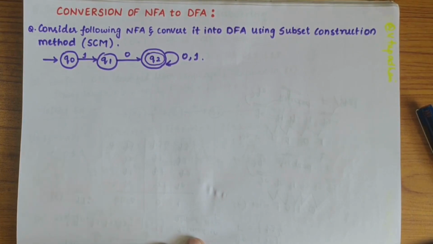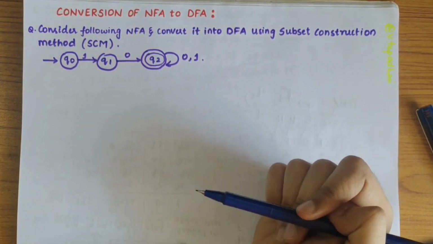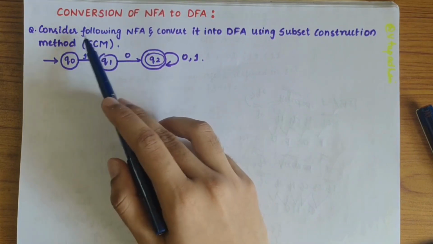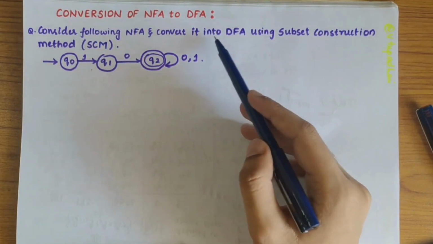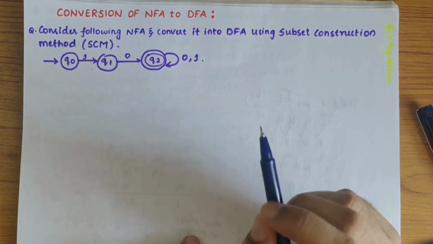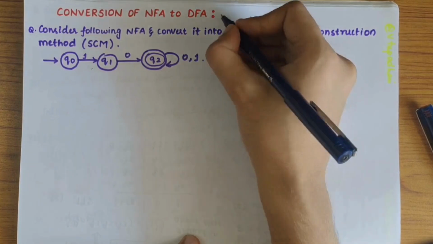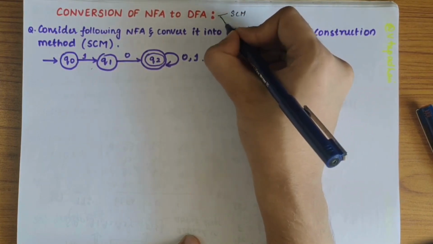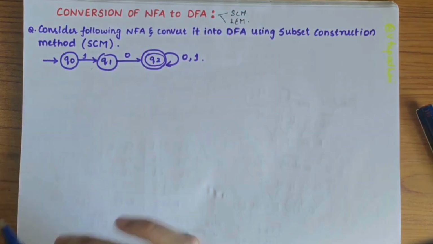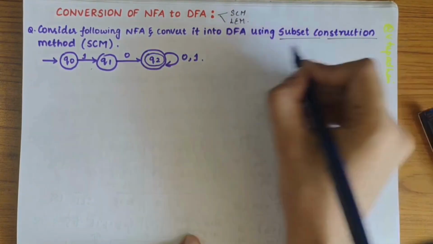In this video, we'll be looking into the conversion of NFA to DFA topic. The problem statement says that we consider the following NFA and convert it into DFA using subset construction method. Firstly, talking about the conversion of NFA to DFA, there are two methods. One is the subset conversion method and the other one is lazy evaluation method. In this video, we'll be discussing the subset conversion method.